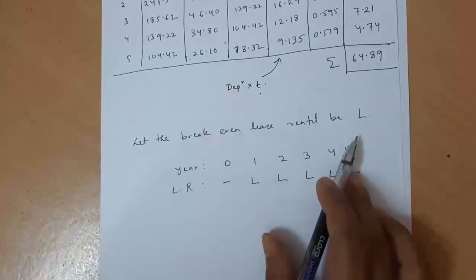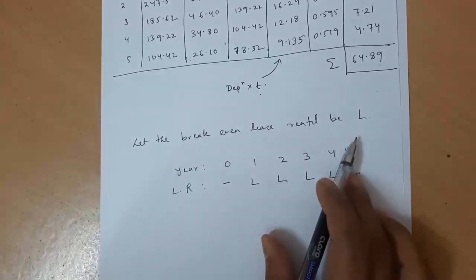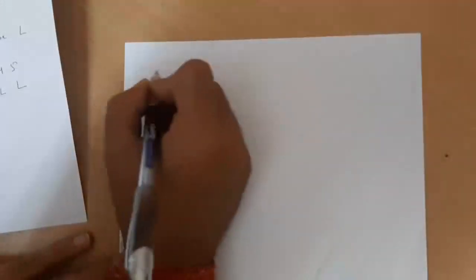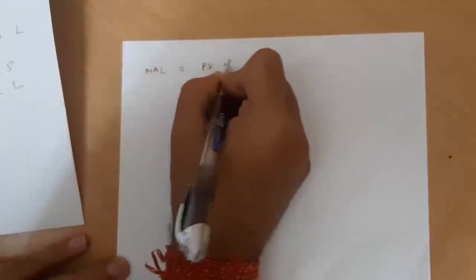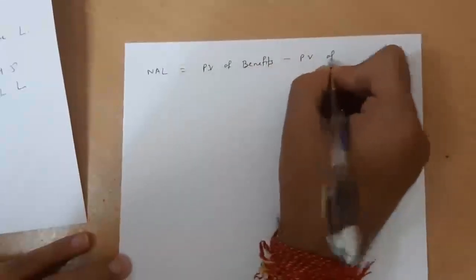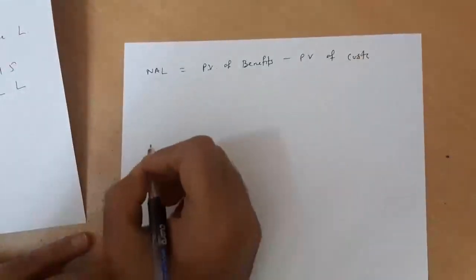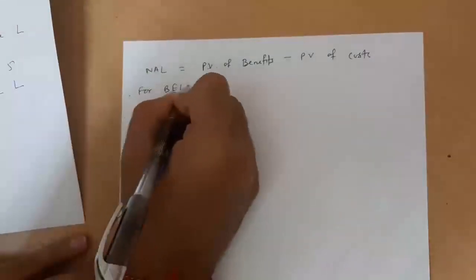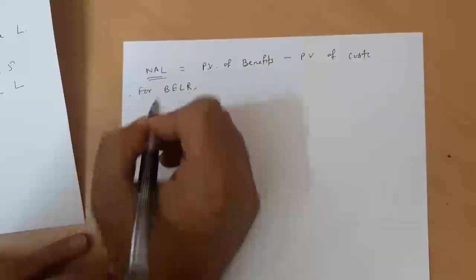So after that, what are you going to do? After this, we will be putting them in that formula. Okay, so let me put them in the formula. What is our formula? Our formula is this one. Net advantage of leasing is PV of benefits minus PV of cost. So for the break-even condition, what happens? For the break-even lease rental, this NL will be 0.